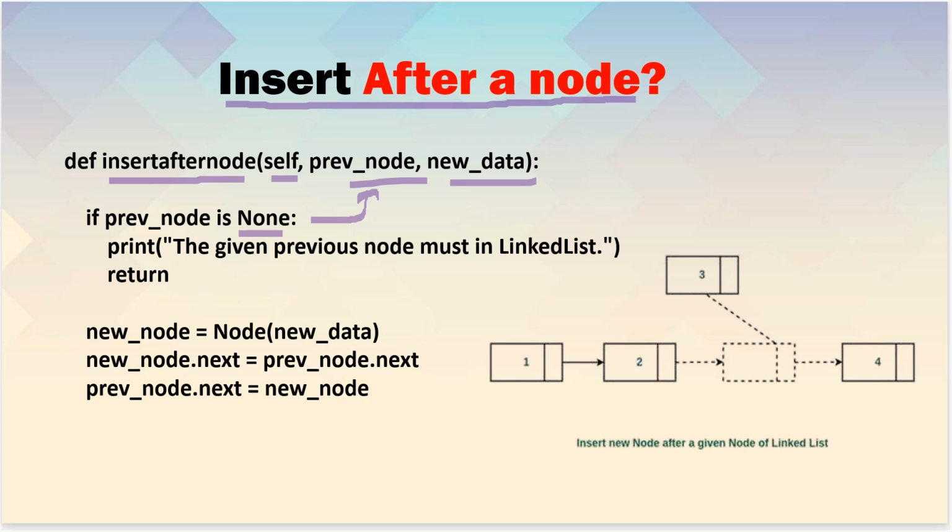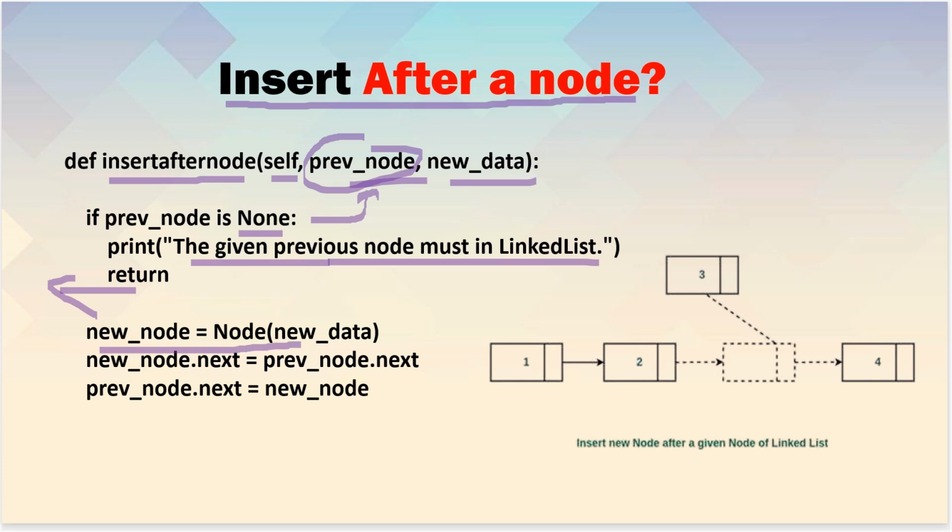If the given previous node is not present in the list, then it prints the given previous node must be present in the linked list and then returns from this method. If the given previous node is not none, we create a new node using the node class which we defined at the beginning of the video.